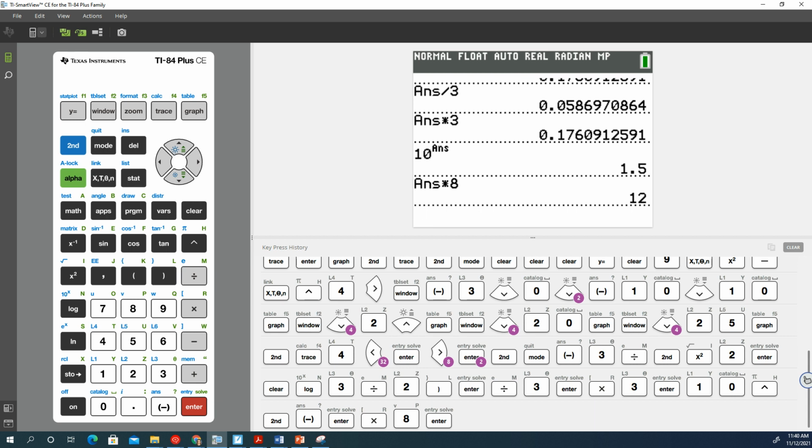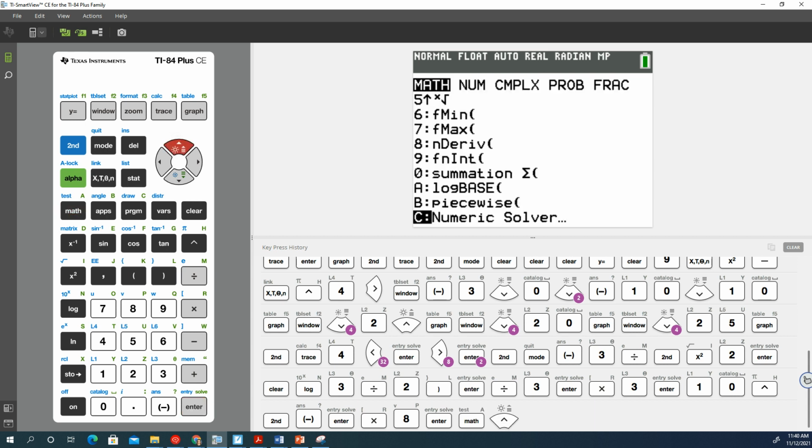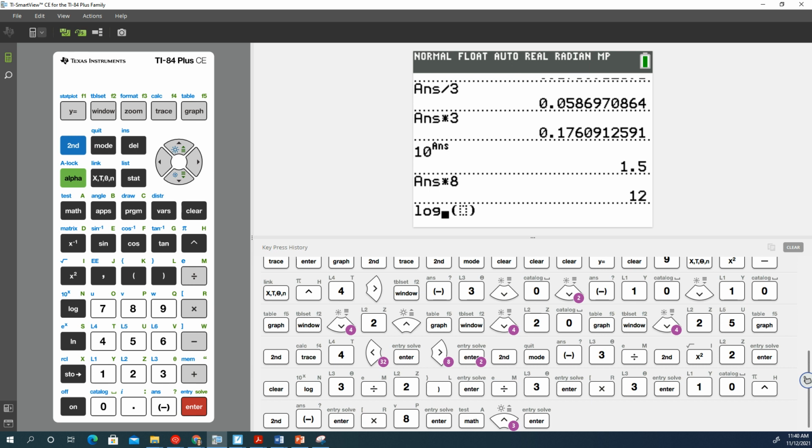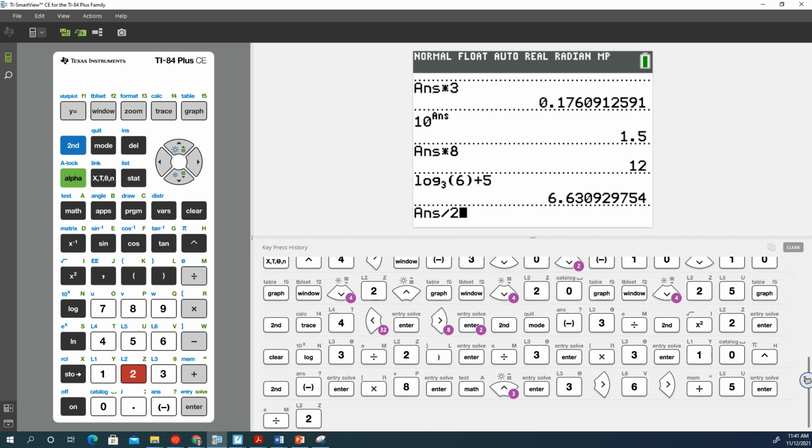So remember to do log base 3 of 6. You can go math. Alpha A, log base 3 of 6. Outside the argument, add 5. Divide that whole thing by 2.